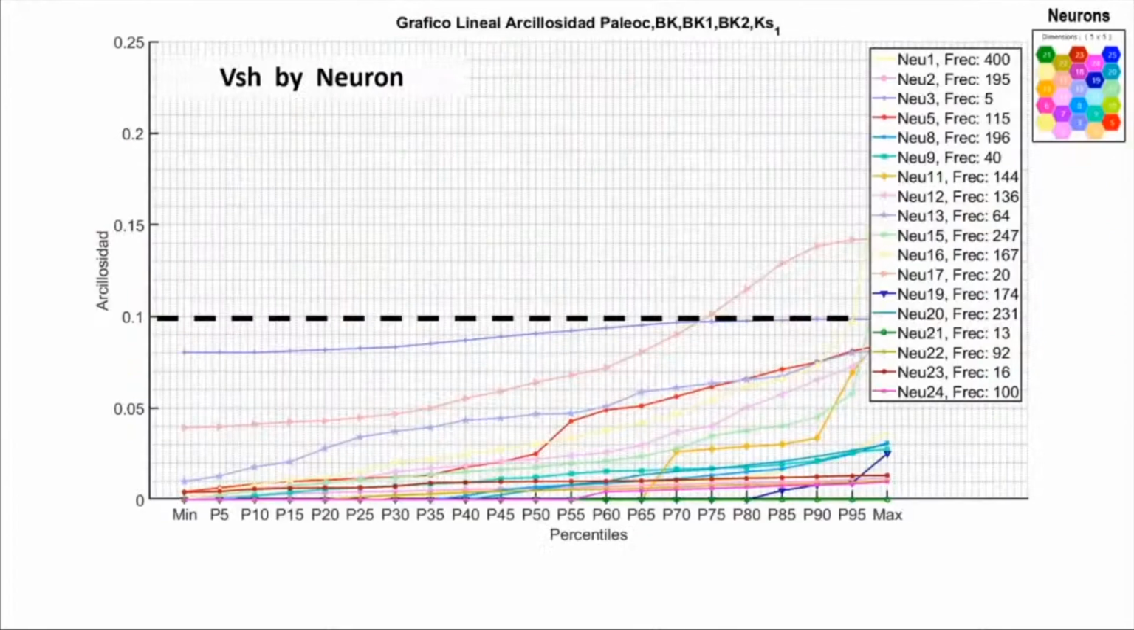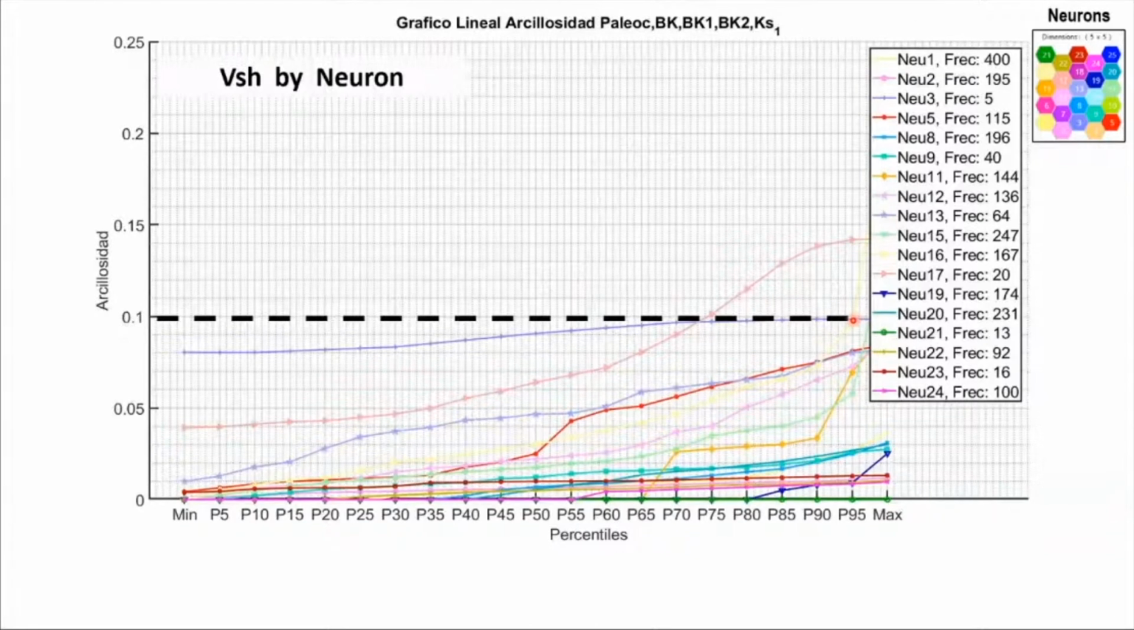Okay, in this slide is a very interesting graph because it's another way to analyze the behavior of the neurons through the percentiles of the petrophysical values. In this case, the first one is V-shale, and you have this black horizontal dotted line that represents the cutoff value.